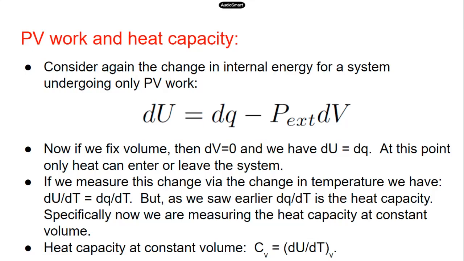Again, we have dV is 0, so this term here is gone. We just have dU equals dq. So we have a constant volume system. If we look at this with respect to changing temperature, we have dU/dT equals dq/dT. But this thing here is just heat capacity, and I said we're under constant volume, so the heat capacity at constant volume is equal to dU/dT at constant volume. Okay, great.